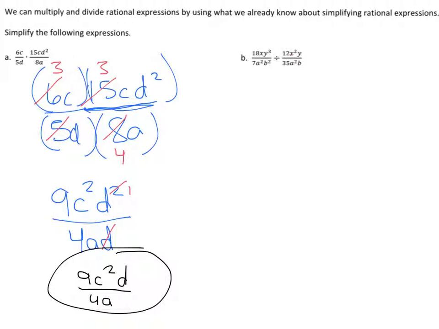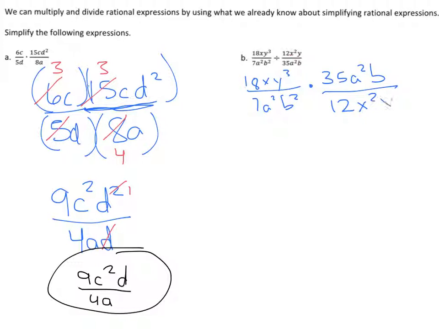And then on B, we're actually going to be dividing. So the only difference here, we're going to keep our first piece, 18xy cubed over 7a squared b squared. And we're going to multiply. We're going to change it to multiply because division and multiplication are opposites of each other. We're just going to flip the second fraction. So we're going to have 35a squared b all over 12x squared y.